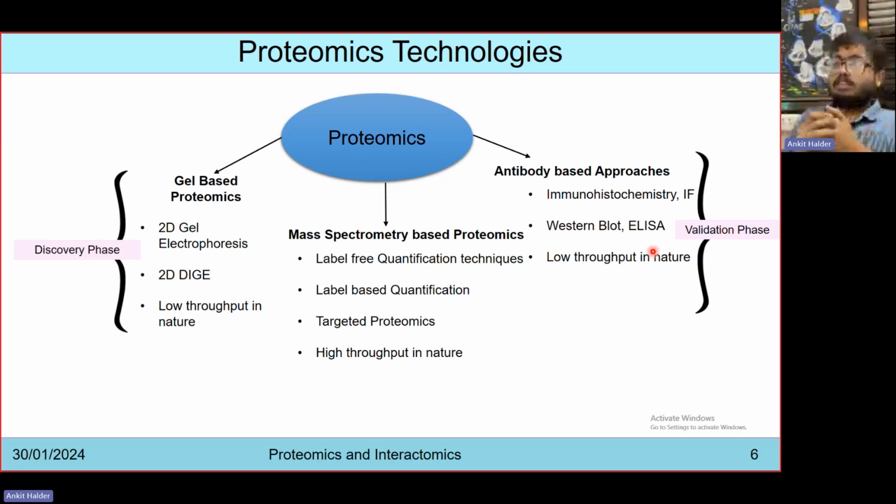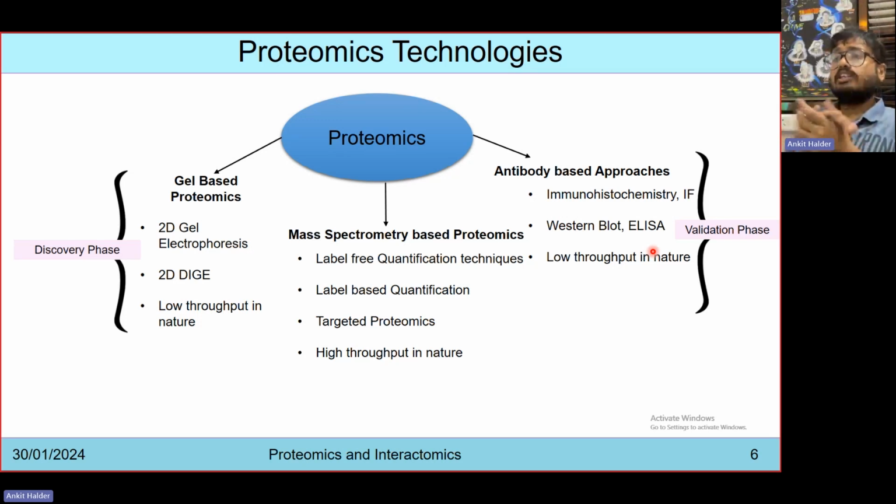Whereas in mass spectrometry based proteomics, targeted proteomics can be considered a validation phase, because you know which particular proteins you have in mind, and you have a list of proteins that you are trying to verify and find out their expression level across your samples. So that is for the validation phase.